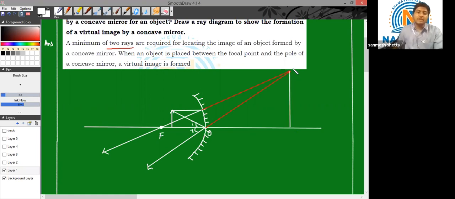As you can see, a virtual image is formed because the rays are not actually meeting at this particular point. They appear to meet, or they appear to diverge from that particular point. So that's why it is called a virtual image. Also, some other properties are that it is an erect image and it is an enlarged image. I hope the point is clear, children. Let us proceed to our next question.